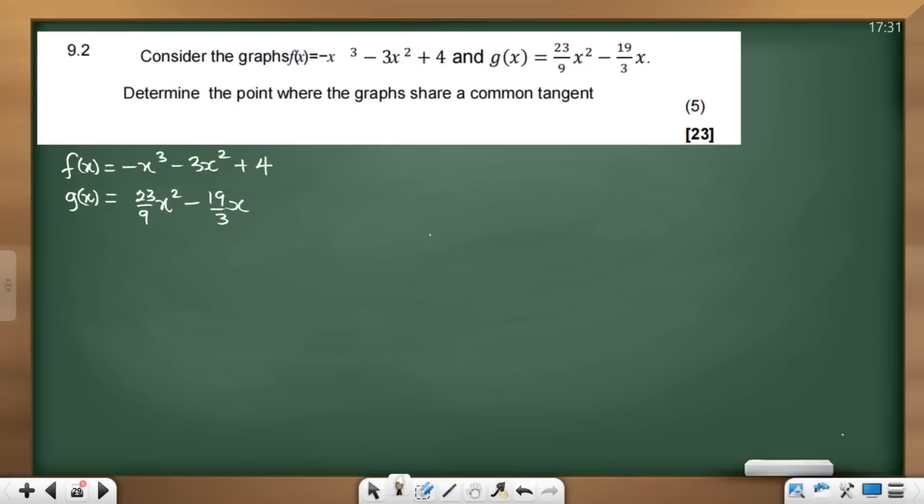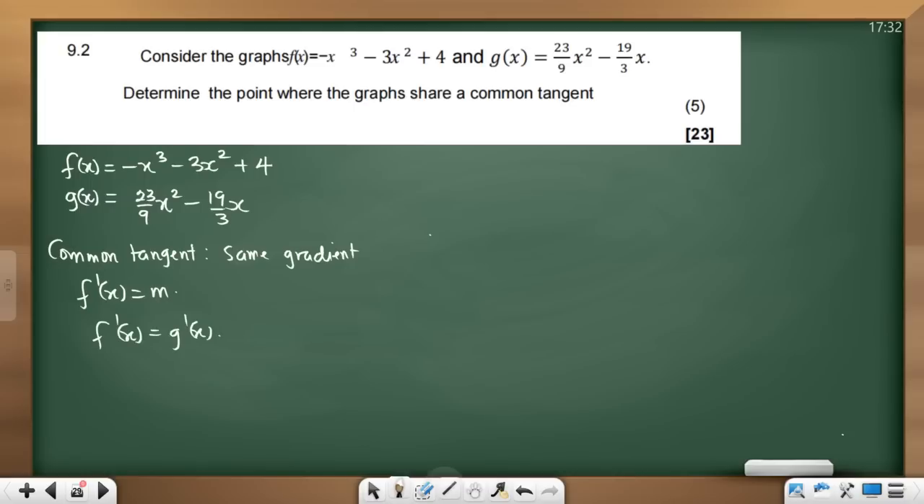If they share a common tangent, it means they have the same gradient because the tangent is the same. And we know that the first derivative is equal to m. Since they have the same gradient, f prime of x would be the same as g prime of x. Then we can solve. What is f prime of x? Negative 3x squared minus 6x.